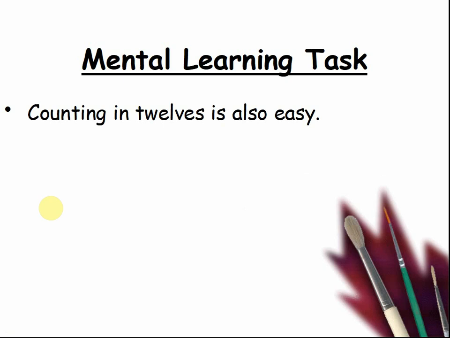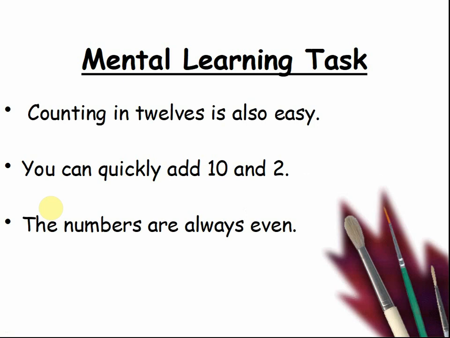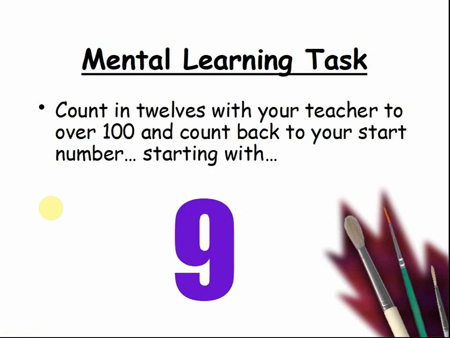Counting in 12s is also easy. You can quickly add 10 and 2. The numbers are always even. Count in 12s with your teacher to over 100 and count back to your start number, starting with 9. So this time, the answers will always be odd. Pause the video and complete the task.